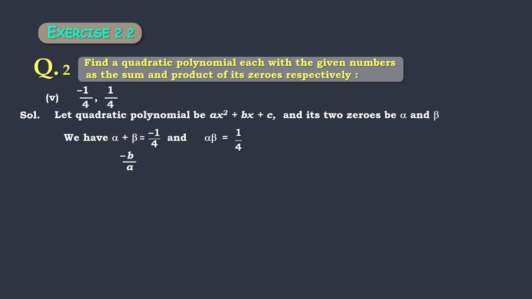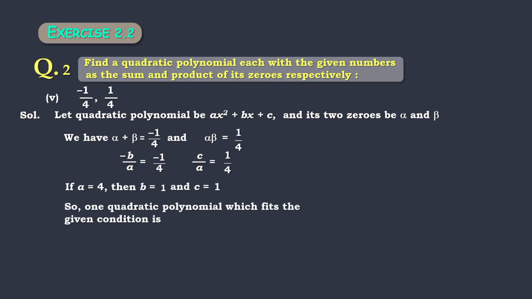According to the question, alpha plus beta is minus 1 by 4. And alpha multiplied by beta is 1 by 4. So minus b divided by a is equal to minus 1 by 4. And c divided by a is equal to 1 by 4. To remove the fractions, let us take a equal to 4. Then b becomes 1 and c becomes 1. Therefore, one quadratic polynomial that satisfies the given condition is 4x squared plus x plus 1. This is the required quadratic polynomial.